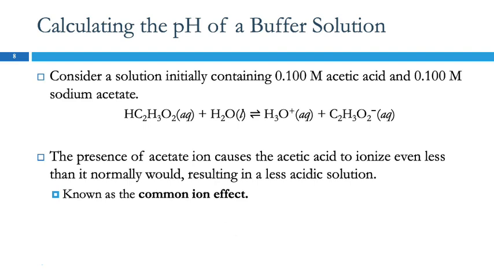So here we have the ionization reaction for acetic acid. Acetic acid reacting with water. This will donate a proton, a hydrogen ion, to the water, forming hydronium ion and acetate ion. And we could predict stuff knowing the acid ionization constant for acetic acid. But if we throw in extra acetate, that's going to cause the equilibrium here to be shifted towards the left. Less of the acetic acid is going to ionize than if we did not add sodium acetate.